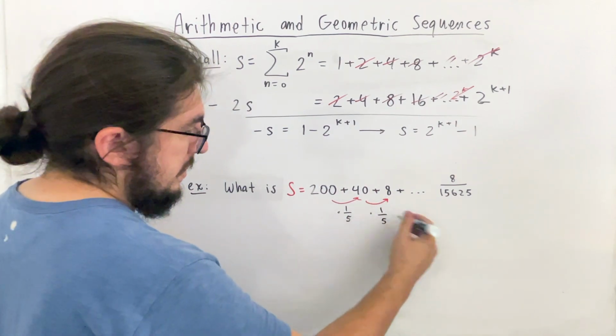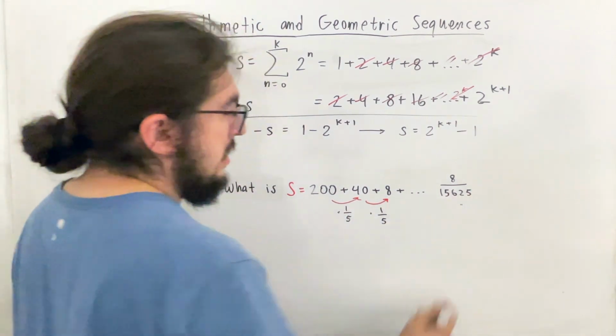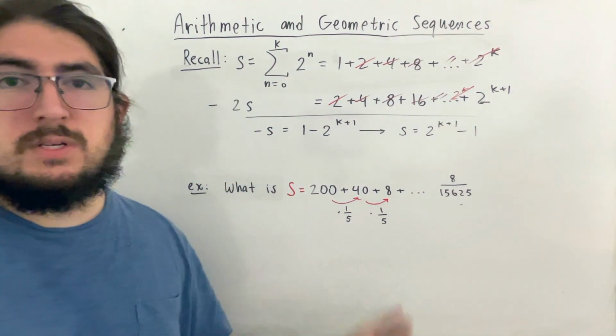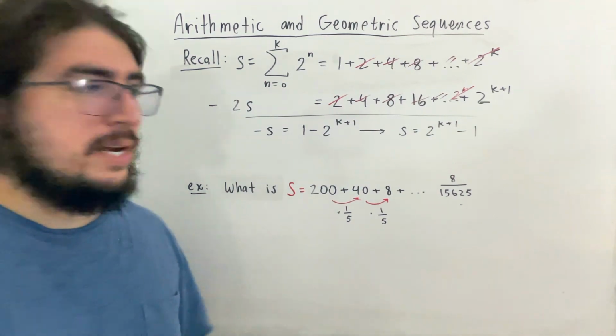1/5 of 40 is that. But now, how do you get to this last term? That's a little kind of weird. But as it turns out, we don't need to know how many terms there are, but it would still be nice to know what the denominator is.